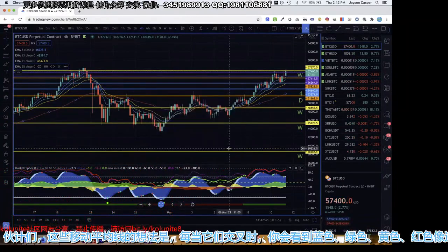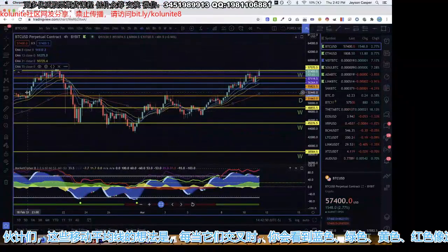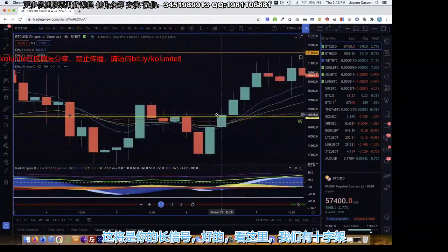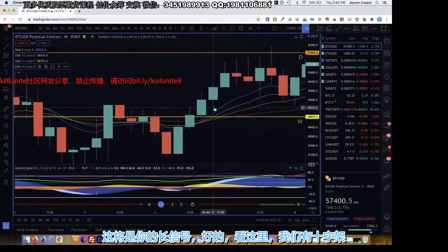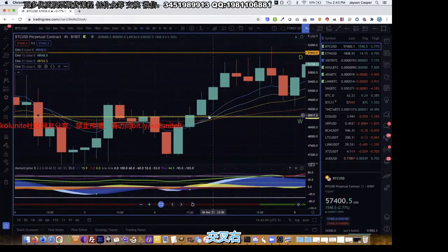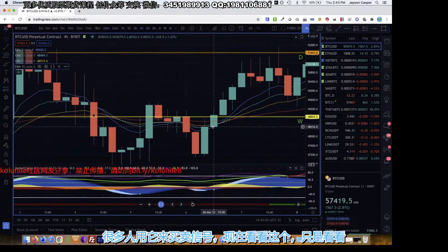And so basically, guys, the idea with these moving averages is whenever they all cross and you have blue, green, yellow, red on top of each other like that, this would be your long signal, okay? Look, right here we have the cross. Blue, green, yellow, red. And you can even kind of tell when they're going to cross, right? The blue, green, yellow, red strategy, a lot of people use this for buy and sell signals.